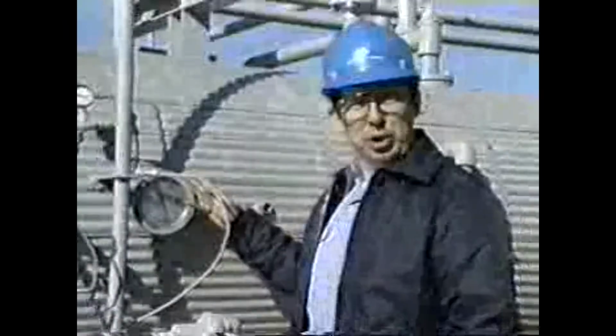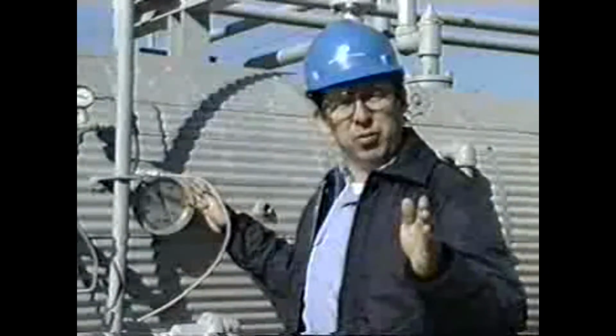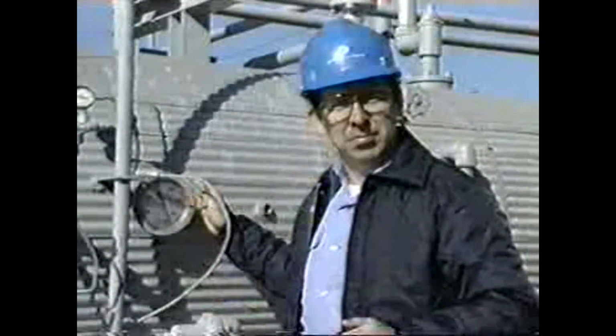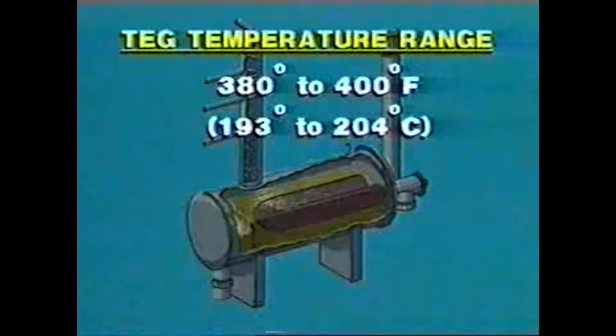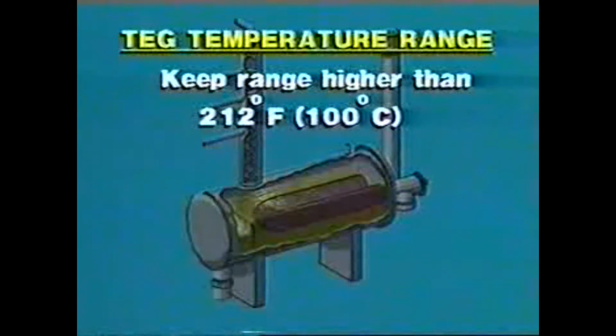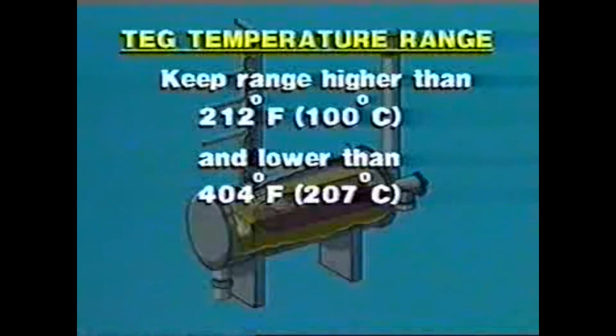Now, the reboiler temperature is important because it controls the concentration of water in lean glycol. At constant pressure, higher reboiler temperatures result in greater glycol purity. The temperature range for TEG should be set at 380 degrees to 400 degrees Fahrenheit. Why? Because we want the range higher than the temperature where water boils, 212 degrees Fahrenheit, so that the water can be removed quickly, but lower than the temperature where glycol degradation begins, 404 degrees Fahrenheit.